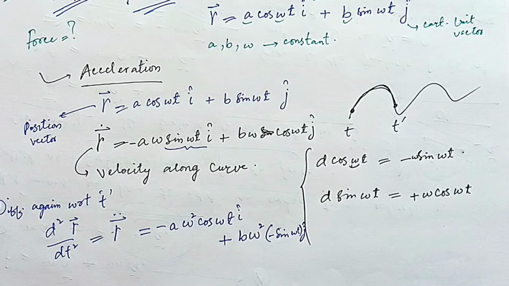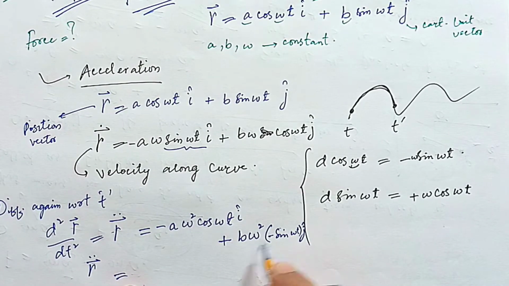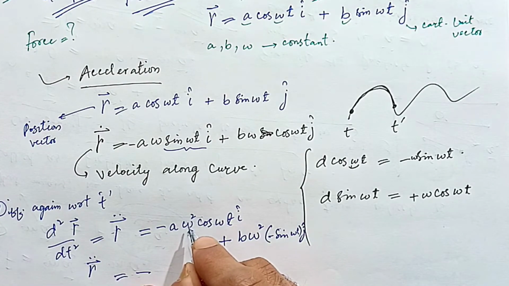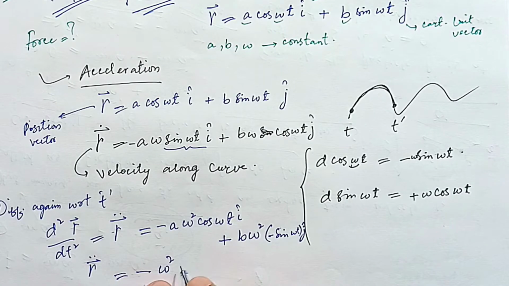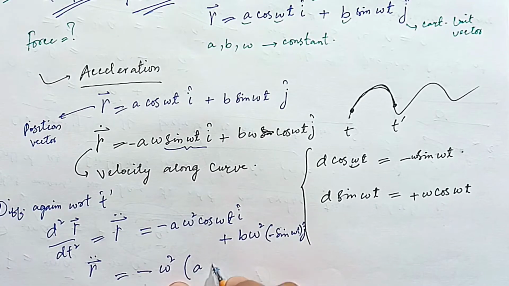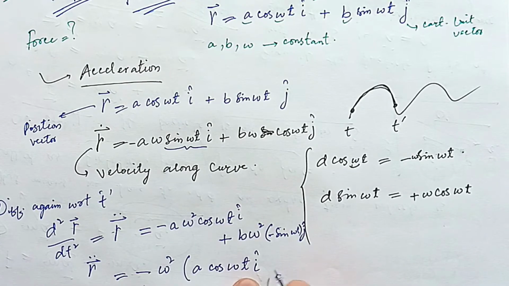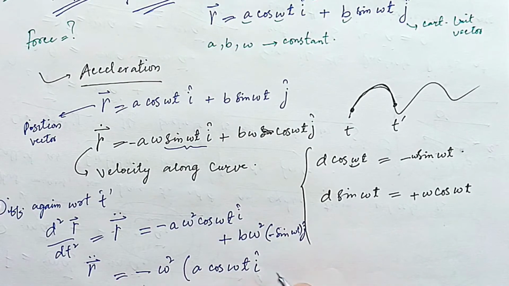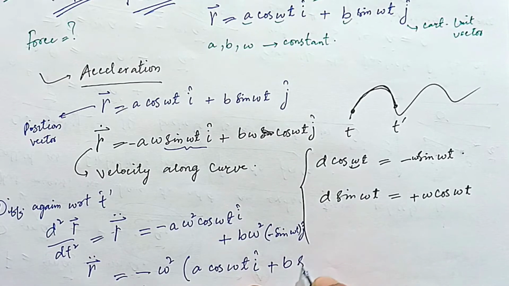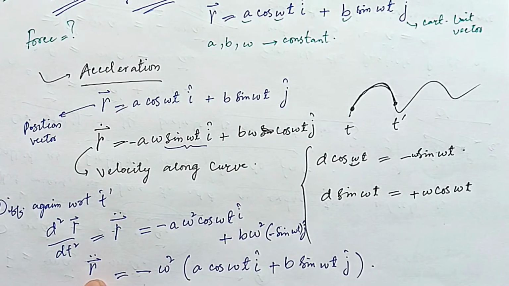Fine. So we will get r double dot equal to minus omega squared, keeping it outside. What we'll get inside the brackets is a cosine omega t i along the x-axis, plus, because minus and omega squared are outside, b sine omega t along the j-axis. So this will be the acceleration.